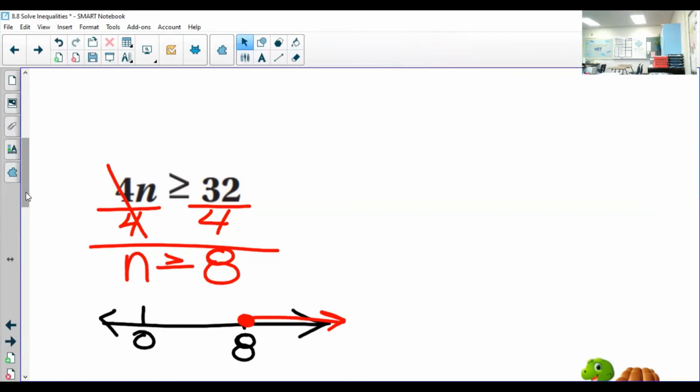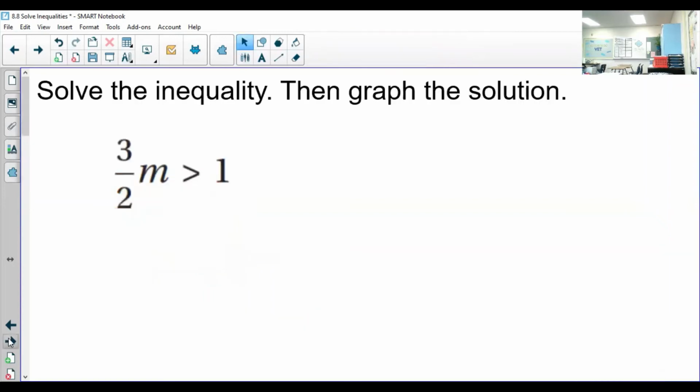Okay, all right. Last type of problem here is one that includes a fraction. So we have 3/2 times m is greater than 1. Okay, this is a little confusing because this is two numbers right next to each other, right? 3/2 right next to m means to multiply those two together. So the opposite of that would be divide.